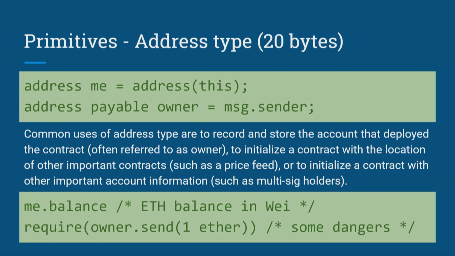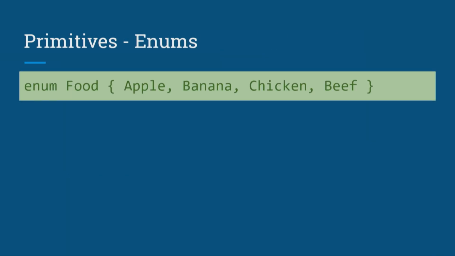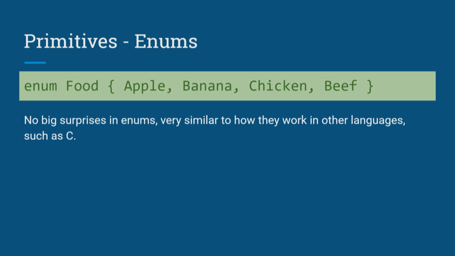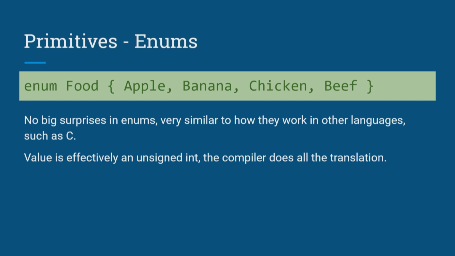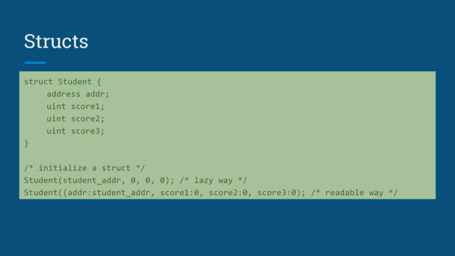With an address, you can do a few things. You can check the balance. You can send some ether around. You should know that sending ether in this way is somewhat unsafe, so you will learn more about that tomorrow. We have Enums, pretty straightforward. It's just a number, 0, 1, 2, 3 in that case. We have Structs, like you would hope.